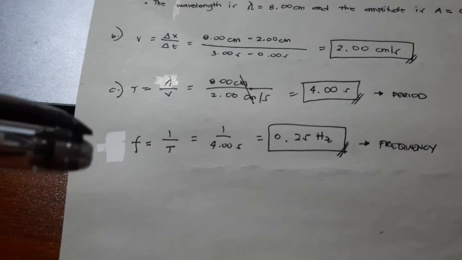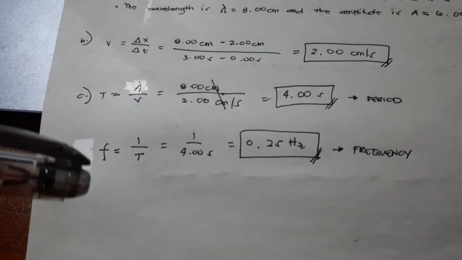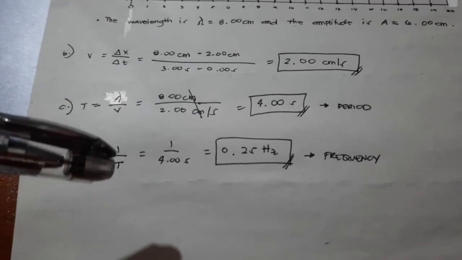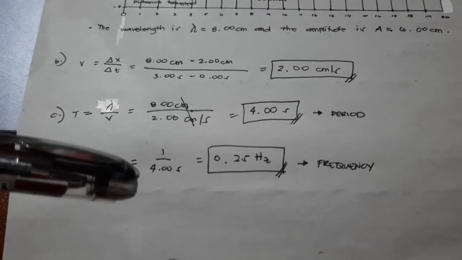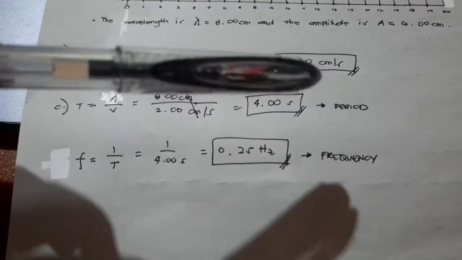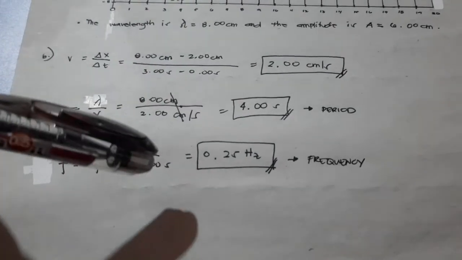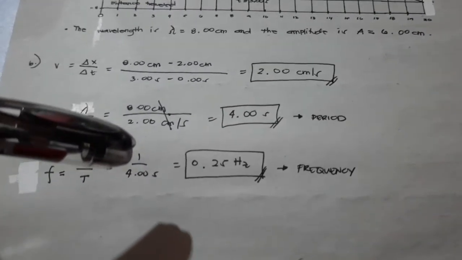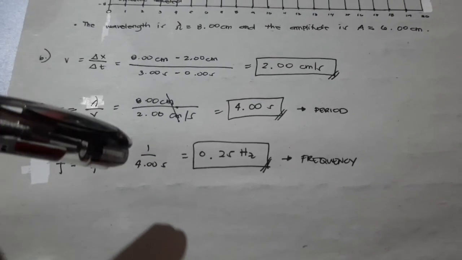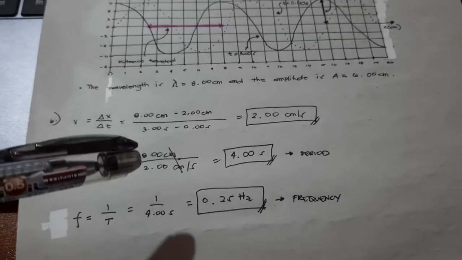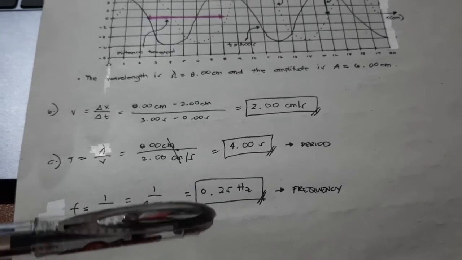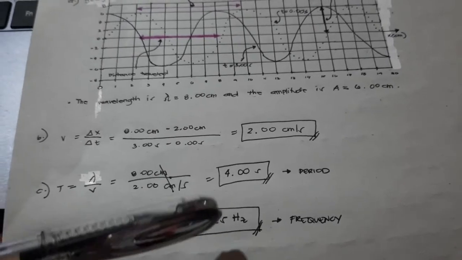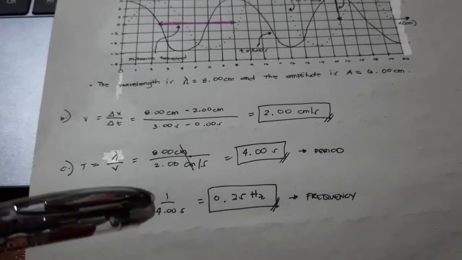Then the frequency is 1 over T. Our T is 4 seconds, so 1 divided by 4 is 0.25 hertz. Therefore, the frequency is 0.25 hertz, and the period of the wave is 4 seconds. So that would be all. Thank you.